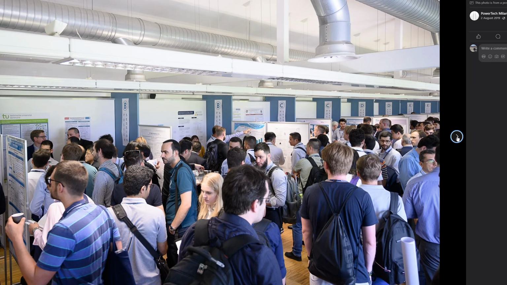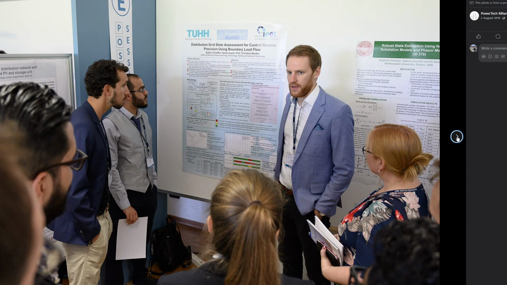You can see kind of the same thing in other photos. So some people are drinking and eating because the food was served nearby. Some people were discussing posters or just chatting. So as I said, all of that was quite chaotic to me.